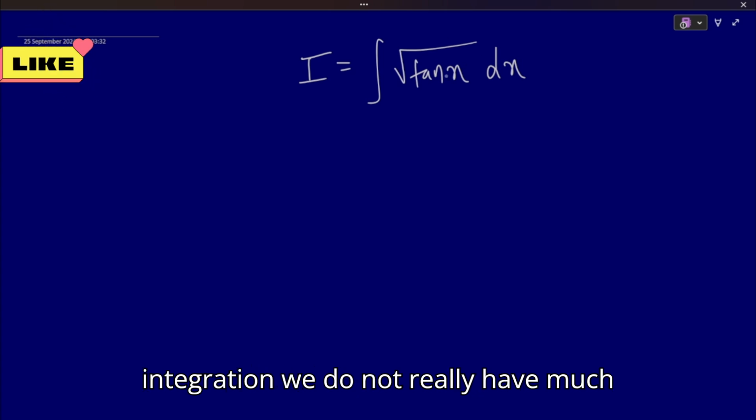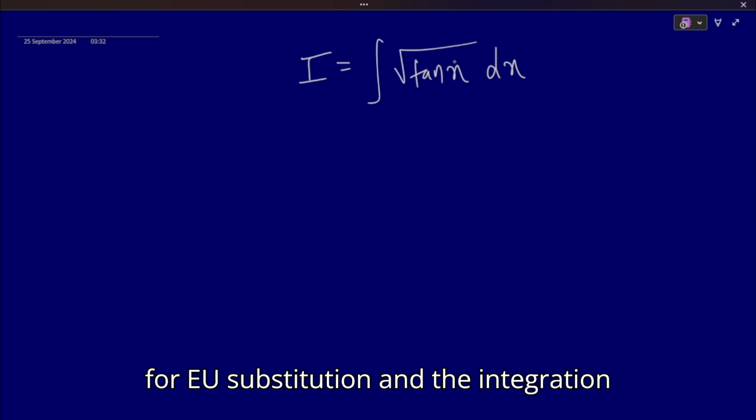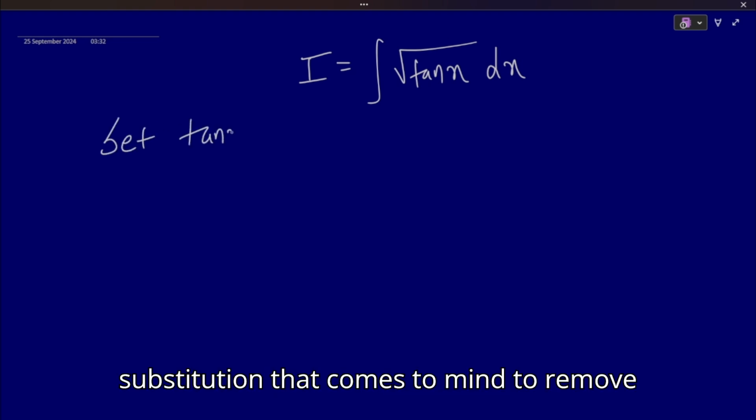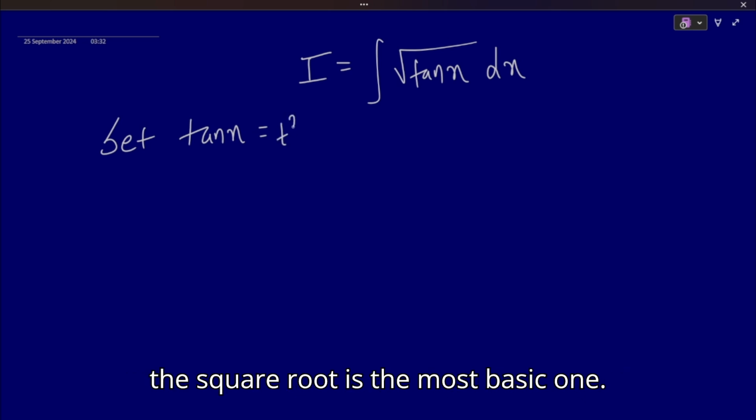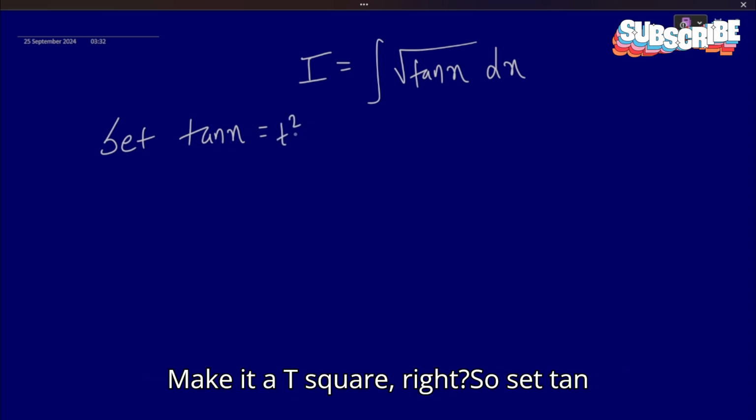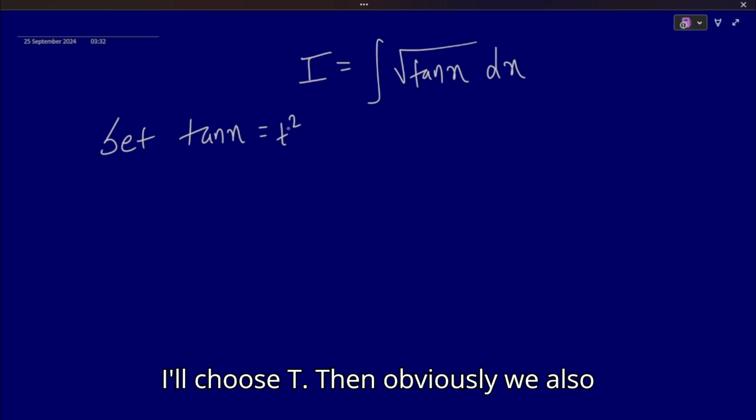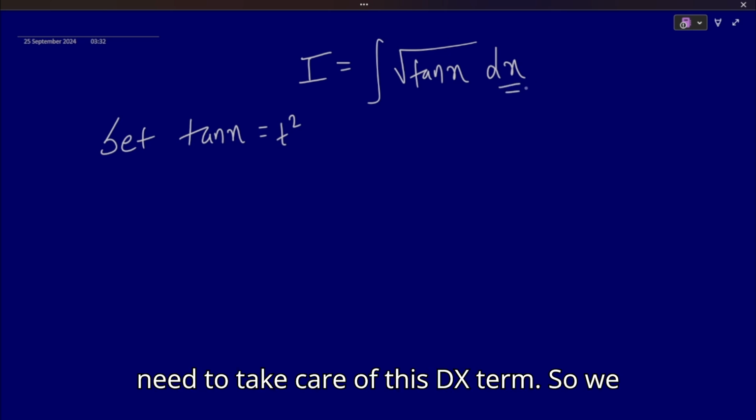And as you know, in integration, we do not really have many rules for indefinite integration except for u substitution and integration by parts, right? Okay. So first of all, the only substitution that comes to mind to remove the square root is the most basic one. Make it a t square, right? So set tan x equal to some variable squared. I'll choose t. Then obviously we also need to take care of this dx term.